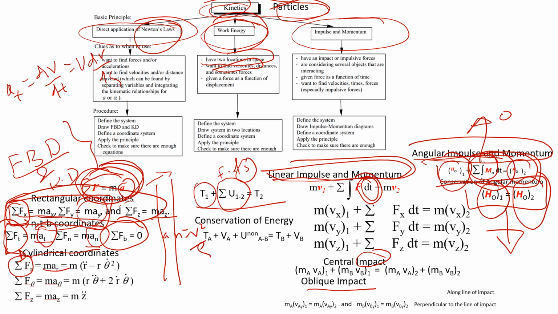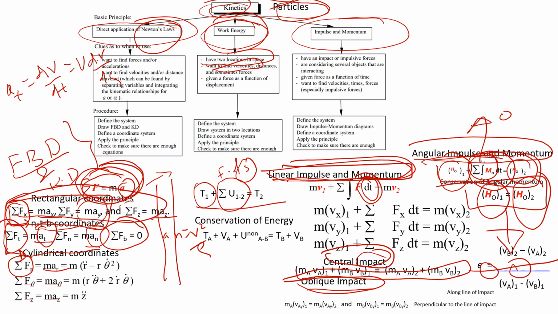Okay, and a very classic example of linear impulse momentum is impact, and we'll talk about central impact and oblique impact, and you should know which equation to use. Central impact is when the velocity direction is along the line of impact. In that case, we'll be using conservation of linear momentum as well as the coefficient of restitution equation.